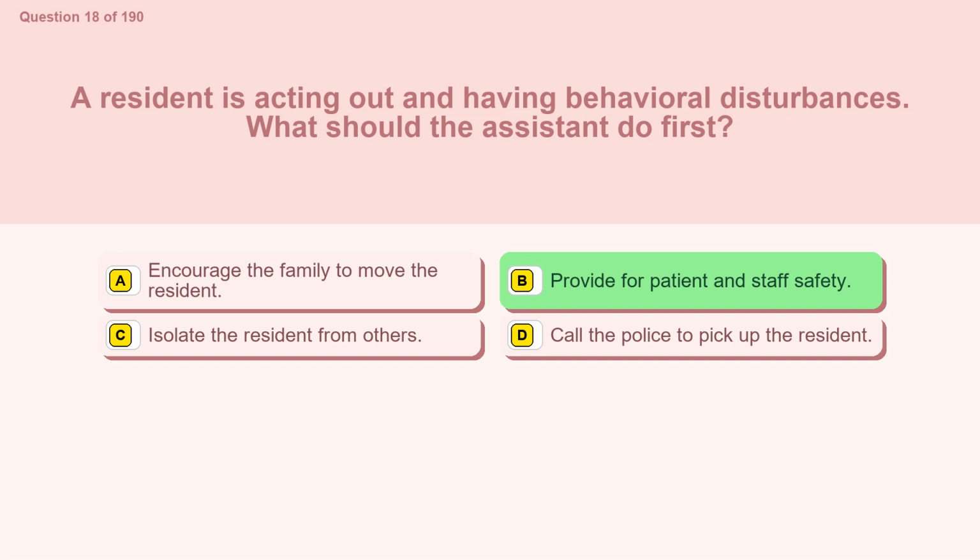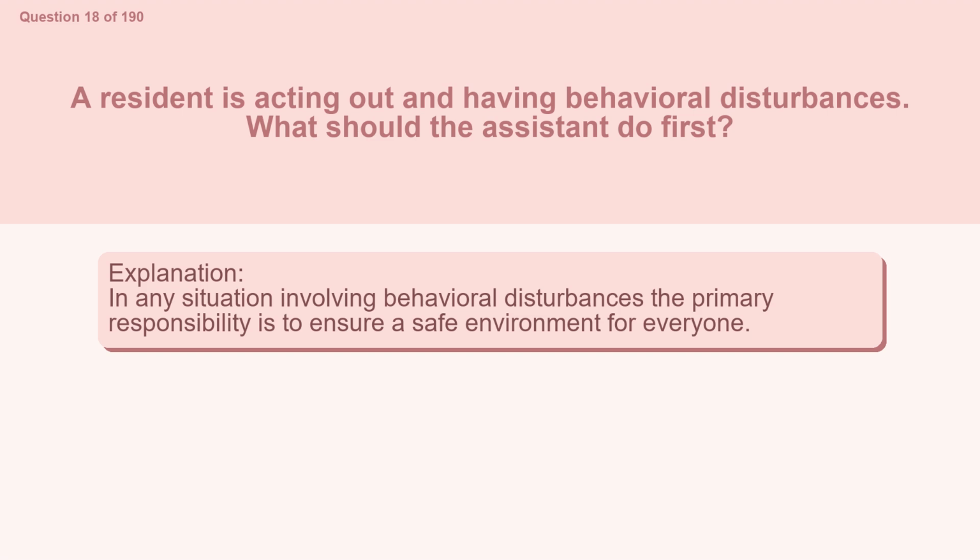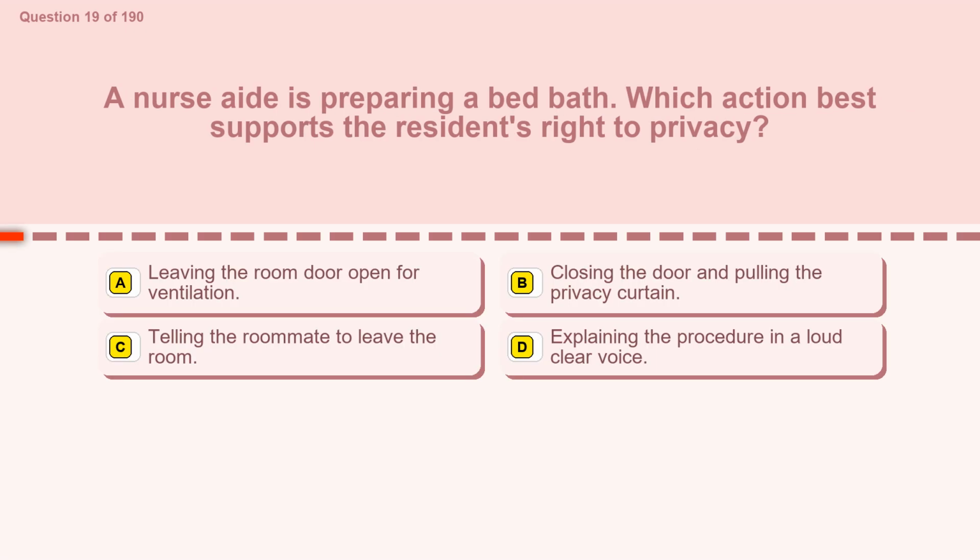The correct answer is option B. Provide for patient and staff safety. In any situation involving behavioral disturbances, the primary responsibility is to ensure a safe environment for everyone. Question 19. A nurse aide is preparing a bed bath. Which action best supports the resident's right to privacy?